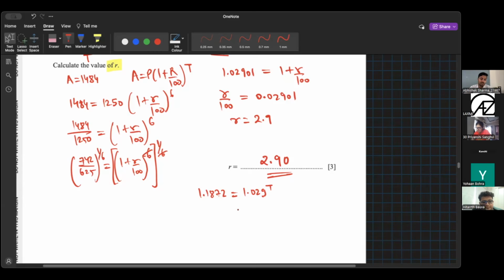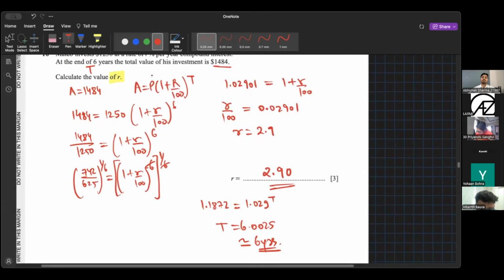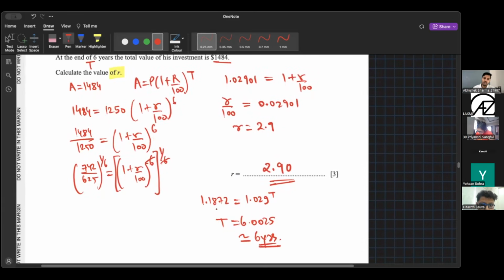Okay. 6.0025. Can I just write down the steps again, the working, if we are doing it on the calculator directly? Because you are allowed to use the calculator, you can find the value like this also, 6.0025, so approximately 6 years. Okay, so if it's a 3 marker question, then I can write this first step and then the answer and then round it off to 6. Yes, you solve till the equation and find the value of t and write it down, you will get full marks.